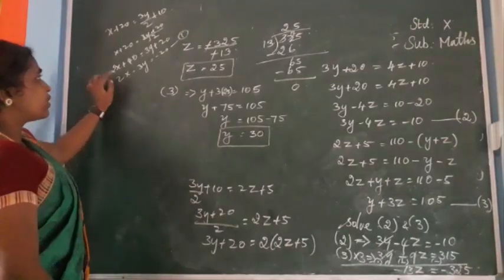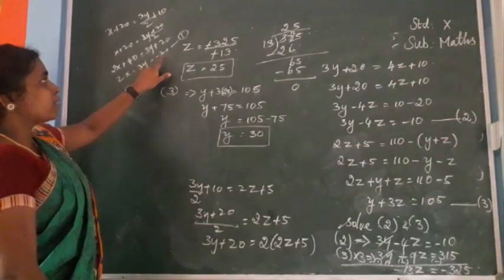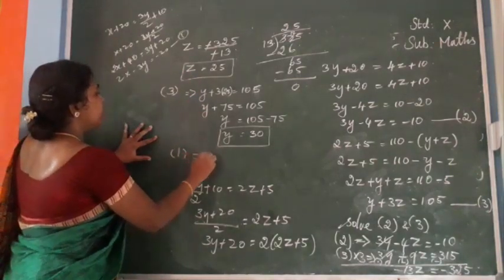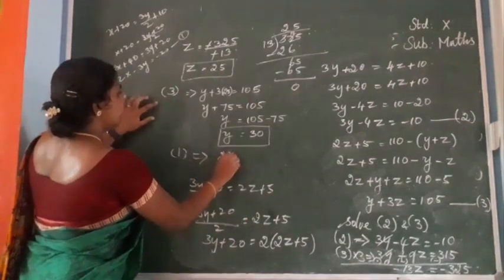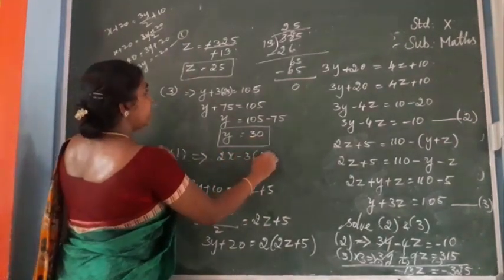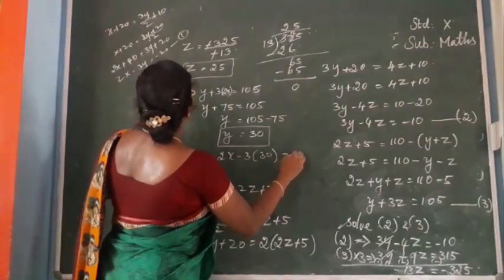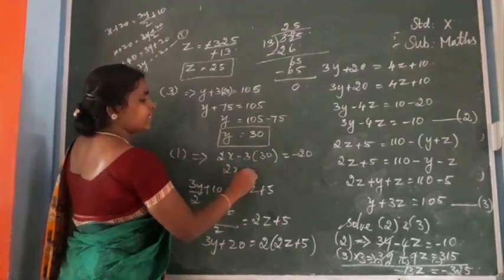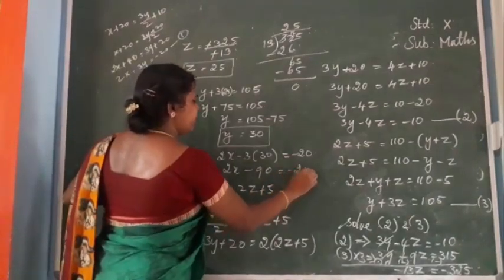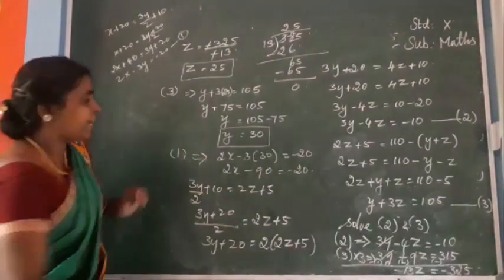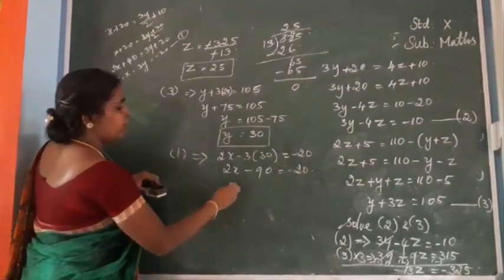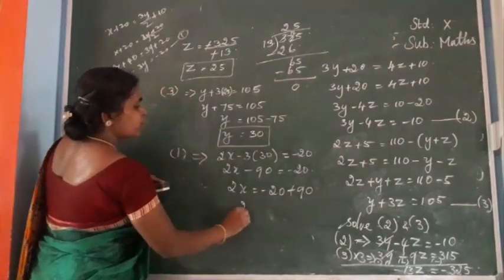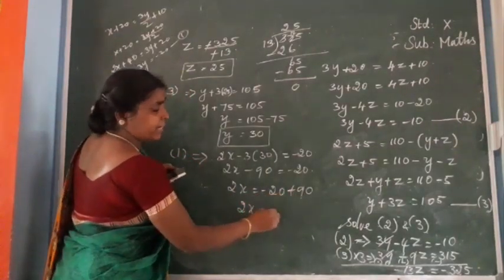Already we saw the equation 2x minus 3y equal to minus 20. There you have to substitute the y value. You see 2x minus 3y, the y value is 30, equal to minus 20. So 2x minus 3 into 30 is minus 90, equal to minus 20. Now you take 90 to the right hand side, so it becomes positive. So you get 2x equal to minus 20 plus 90. Next, 2x equal to 90 minus 20, which is 70.